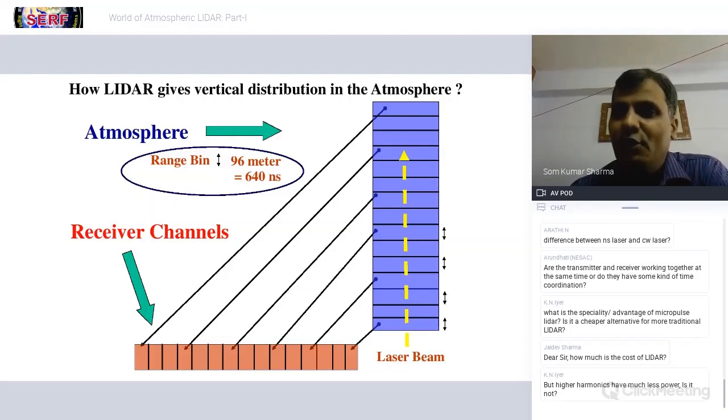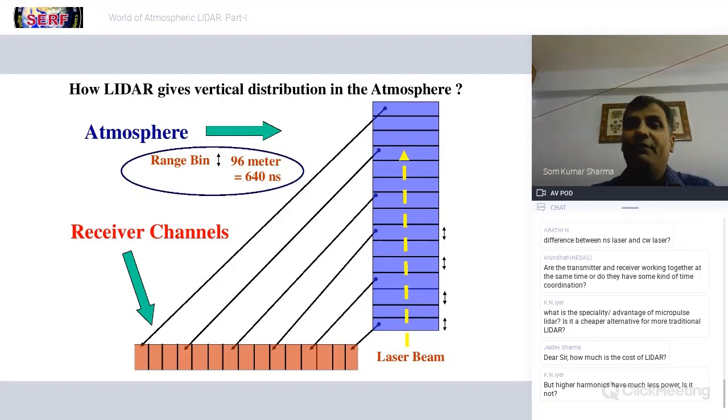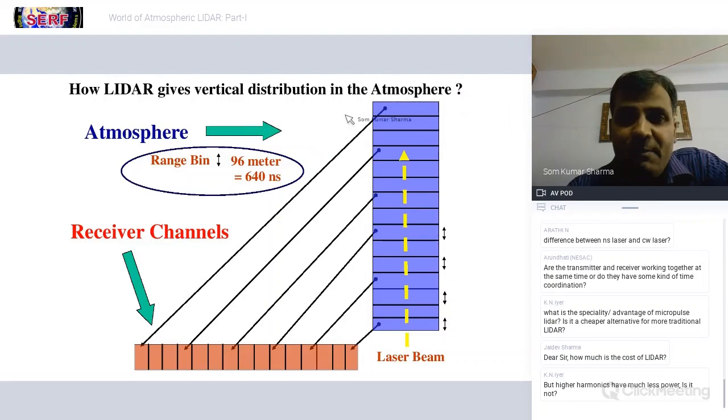If you keep the time resolution at 1 nanosecond, then you get a vertical resolution of 0.15 meter. If you keep the bin width at 10 nanosecond in the temporal domain, then you will get a vertical resolution, or bin width, of 1.5 meter. So you can see how beautifully you can get information from the atmosphere. So this was about dividing the atmosphere into different slices.